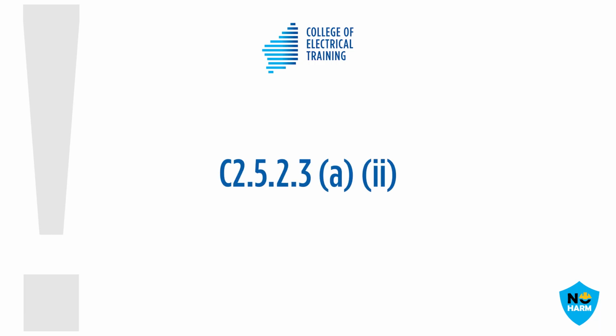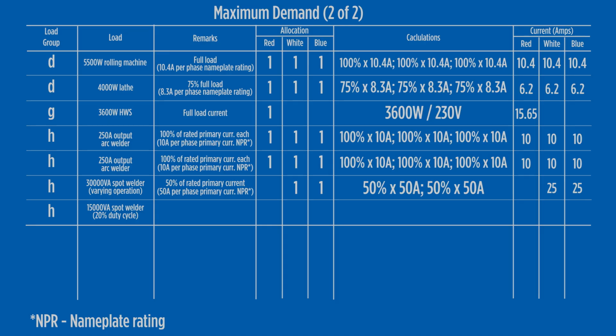From C2.5.2.3 A2, we first apply the multiplier of 0.45 as associated with the 20% duty cycle, giving a current value of 11.25 amps. As this is the second machine in the group, 60% of this value is now used in the maximum demand calculation under subclause B. The current is rounded up to 6.8 amps for the calculation and split between red and white phases.